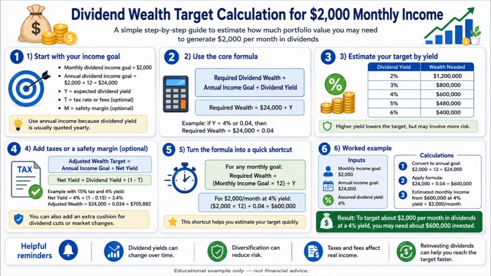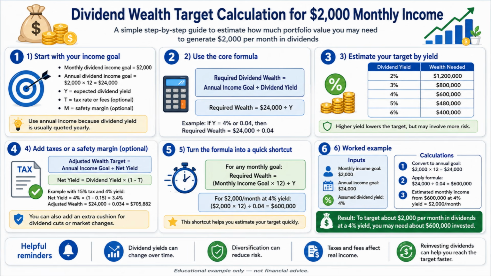In this video, we will discuss dividend wealth target calculation for $2,000 monthly income. If your goal is to earn $2,000 per month from dividends, then the first thing you need to do is turn that monthly target into an annual income goal. Since dividend yield is usually expressed on a yearly basis, this step is very important. So, $2,000 per month multiplied by 12 gives an annual dividend income goal of $24,000.